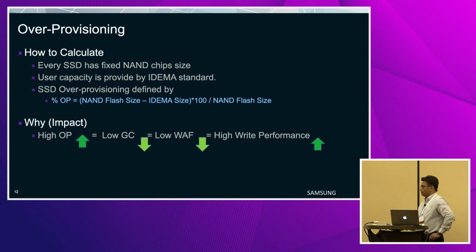High OP means you have more NAND, and more NAND will always go for low GC. Your GC will be low, and so will the write amplification factor. Since you have more NAND, low GC will be there, so your write amplification will be low. And this finally causes good performance. So this is the impact of over provisioning.